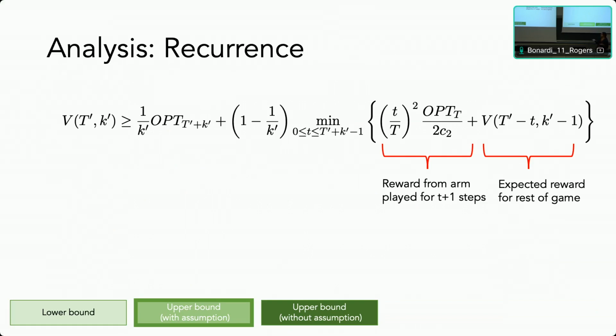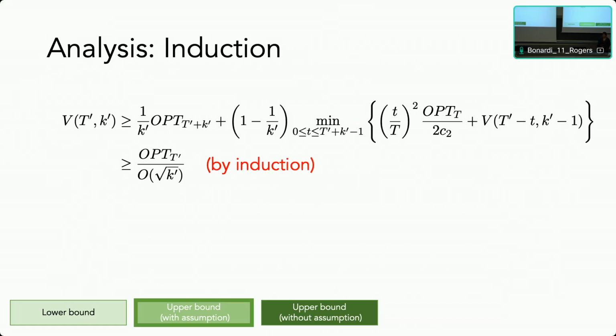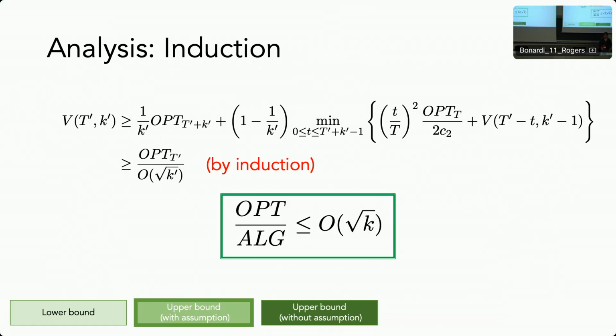And we don't know which bandit arm we're going to choose and therefore what t is going to be, but it turns out to be sufficient to just take the worst case over the arms. And so we can apply induction and show that this is at least the optimal divided by order square root k. And so this gives us the matching upper bound when we have this assumption of order square root k.